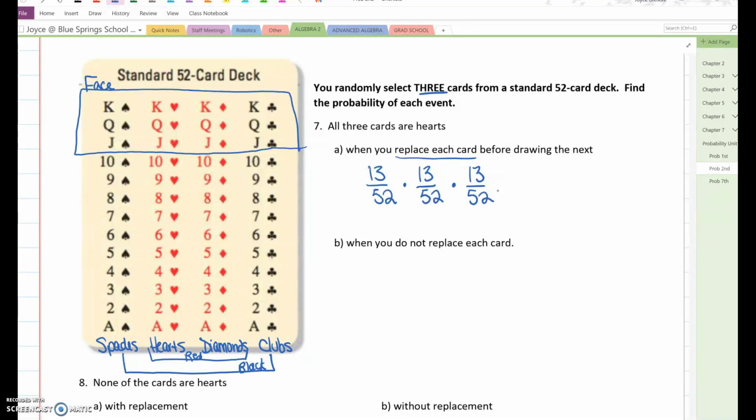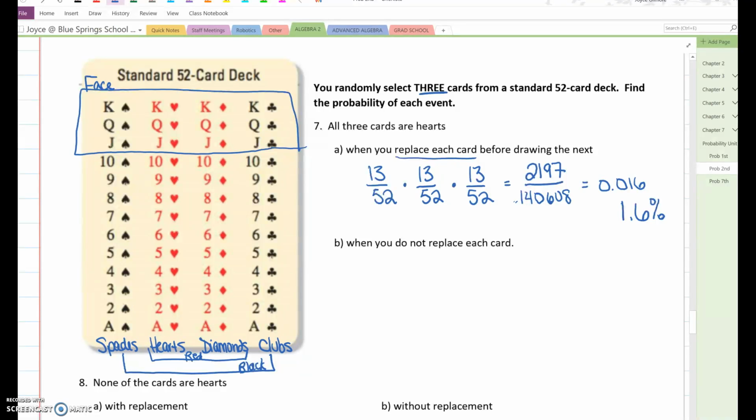13 times 13 times 13 is 2,197. 52 multiplied by itself 3 times is 140,608. We could reduce that fraction, or we could just get it as a decimal and then write it as a percent. So it's 0.016. When I have single digit percents, I like to use a decimal, so this is 1.6%.